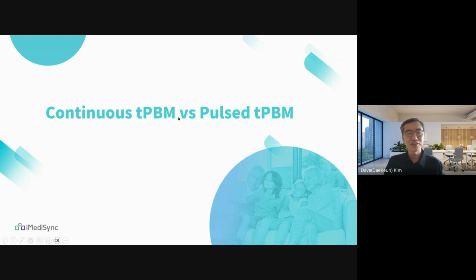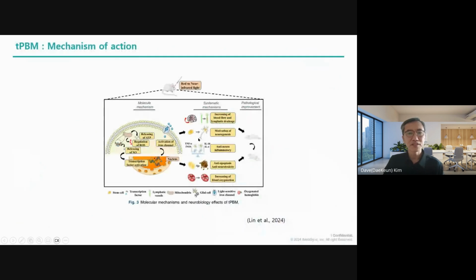The important thing is we can tune the frequency in a specific lesion area using the pulsed PBM frequency. The basic idea of the PBM, this is the mechanism of action of the PBM in this chain reaction, is basically made by mitochondrial activation. The mitochondrial activation makes ATP and controls the reactive oxygen species, and also releases nitric oxide. Nitric oxide makes blood flow, actually.